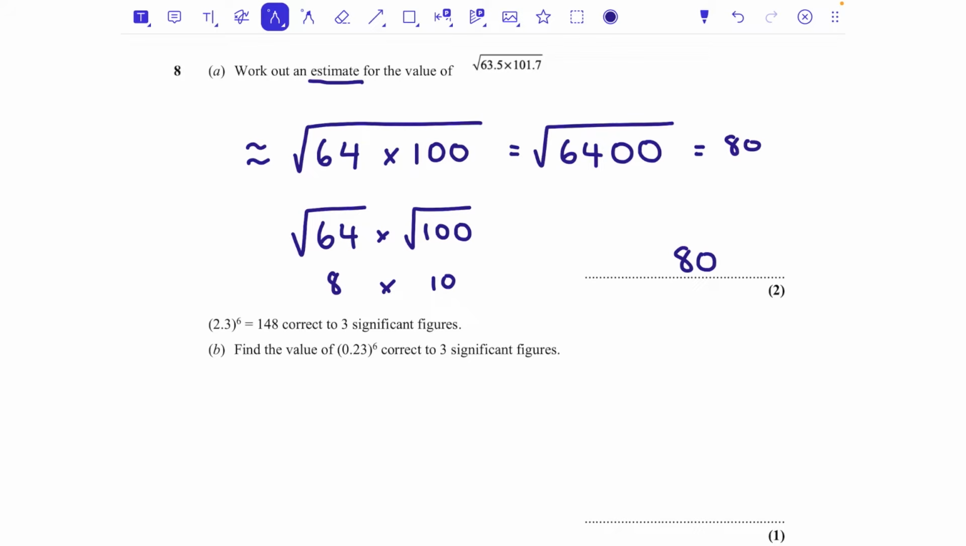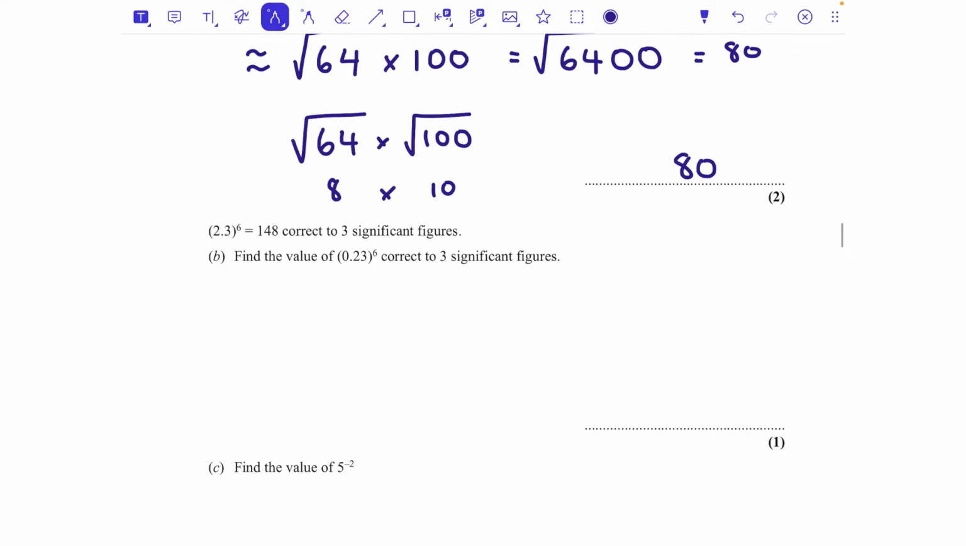2.3 to the power of 6 is 148 correct to 3 significant figures. Find the value of 0.23 to the power of 6 correct to 3 significant figures. Now, to the power of 6 means timesing by itself. So 2.3 times 2.3 times 2.3 times 2.3 times 2.3 times 2.3 is equal to 148, roughly. They've rounded it, but there we go.